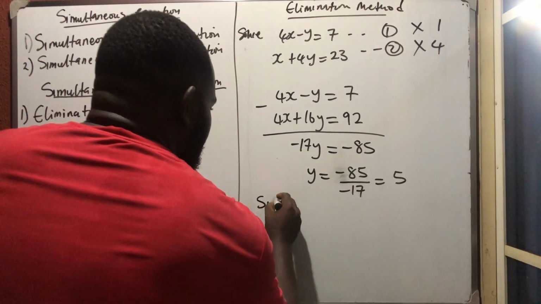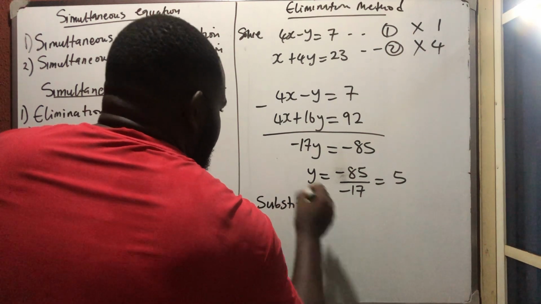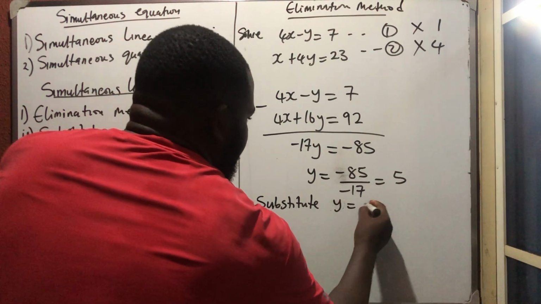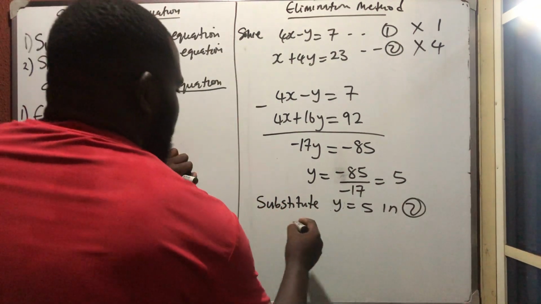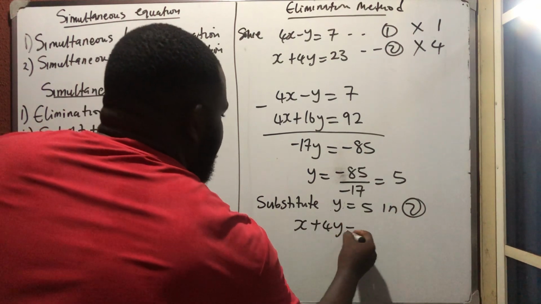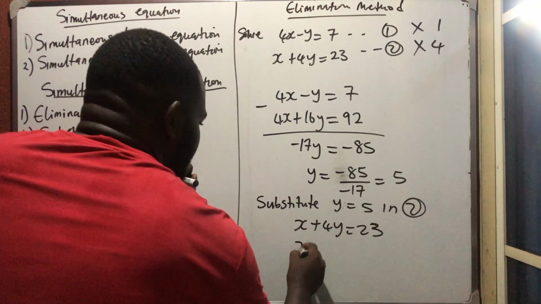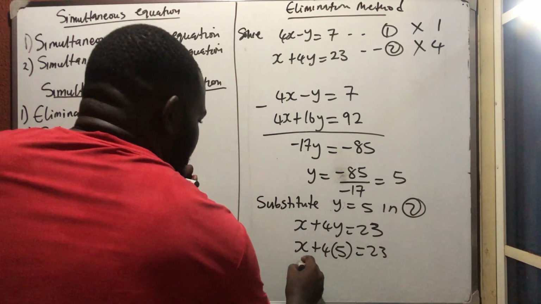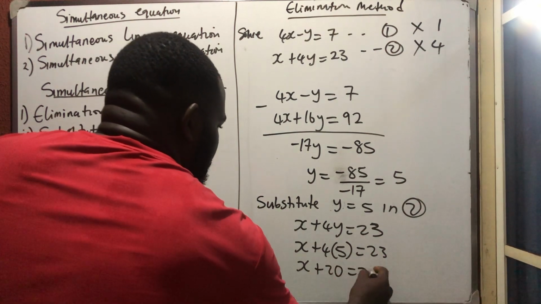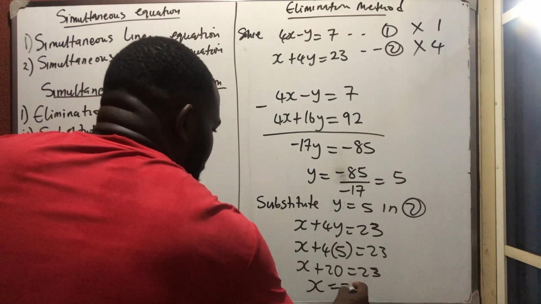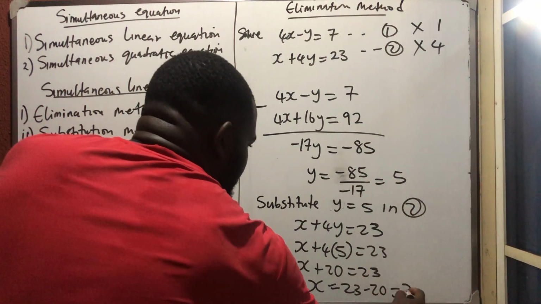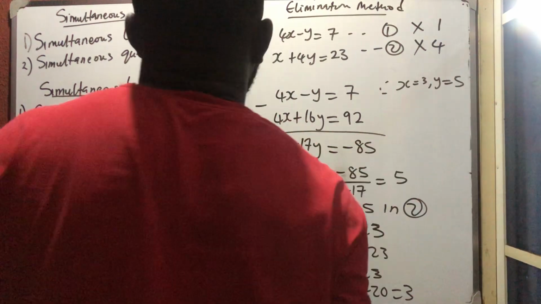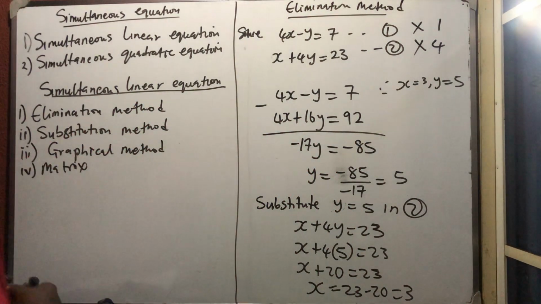Tell them substitute what? X equal to what? Substitute y equal to 5 in equation 2. And equation 2 said x plus 4y is equal to 23. So therefore, x plus 4 into what? 5 is equal to 23. So therefore, x plus 20 is equal to 23. So therefore, x will now be what? 23 minus 20, which is equal to 3. So therefore, I've gotten that x is 3 and y is 5. As simple as that. X is 3 and y is 5.